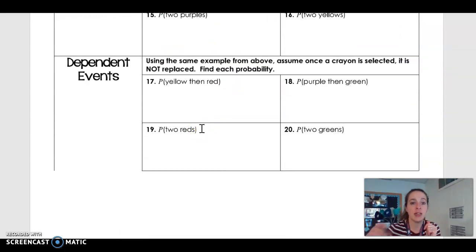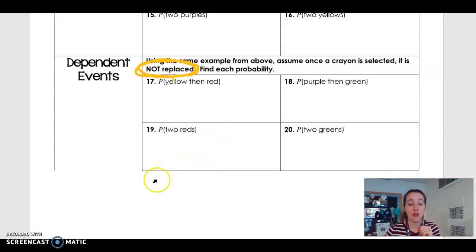So now let's look at dependent events, okay? And here's the key word here. These are not replaced, right? Because that tells me it's dependent, because when I take that first crayon out, I have changed the situation. So that would make it a dependent event.